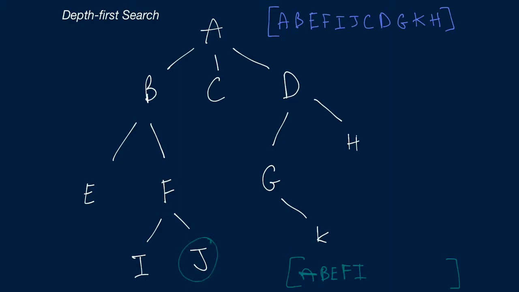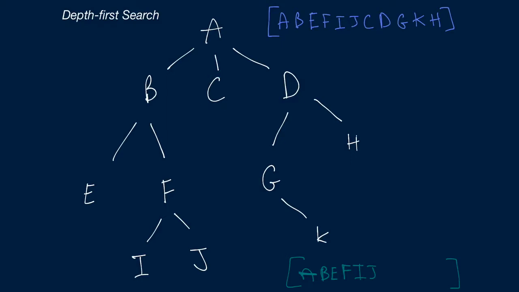We're here now. Can add J to the final array, call depth first search on any child nodes that J might have, but it doesn't have any. So we're done with this branch. We can climb all the way back up to C. So now we call depth first search on the second child node of A. We've explored this entire left part of the graph, and now we call depth first search on C.